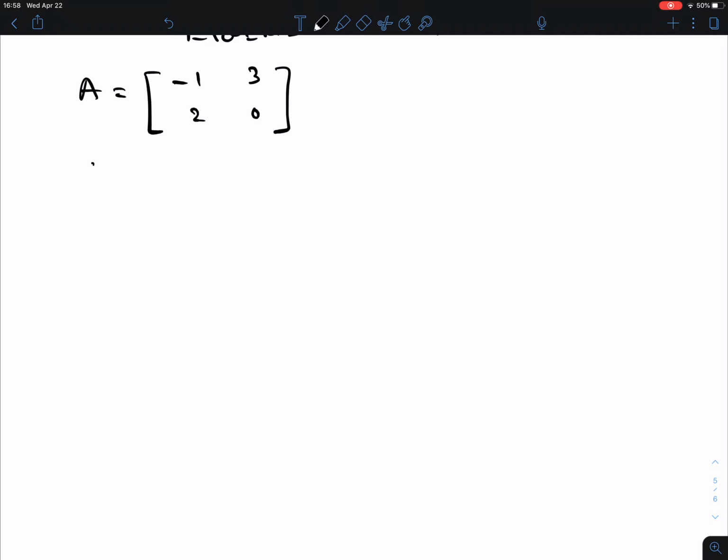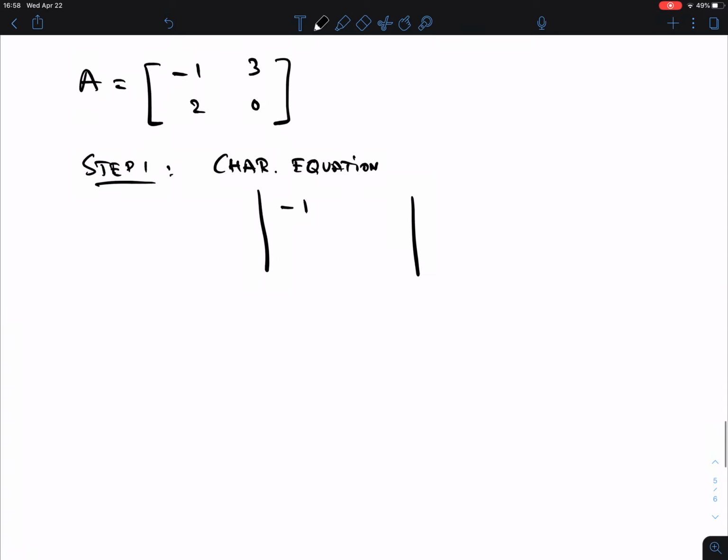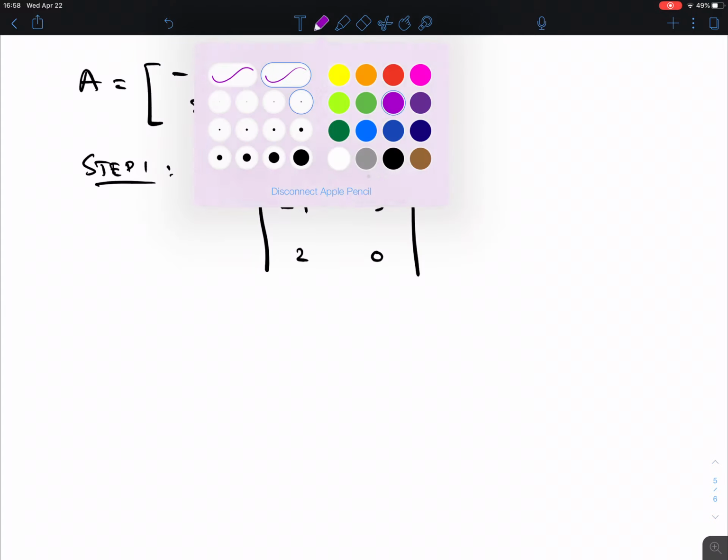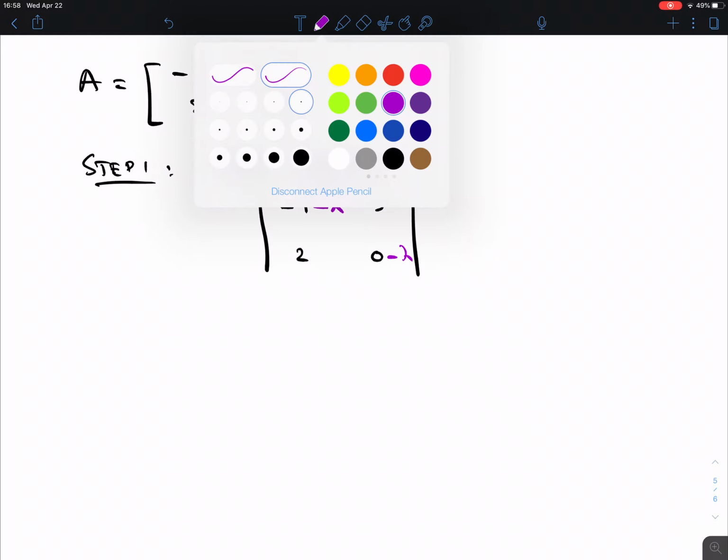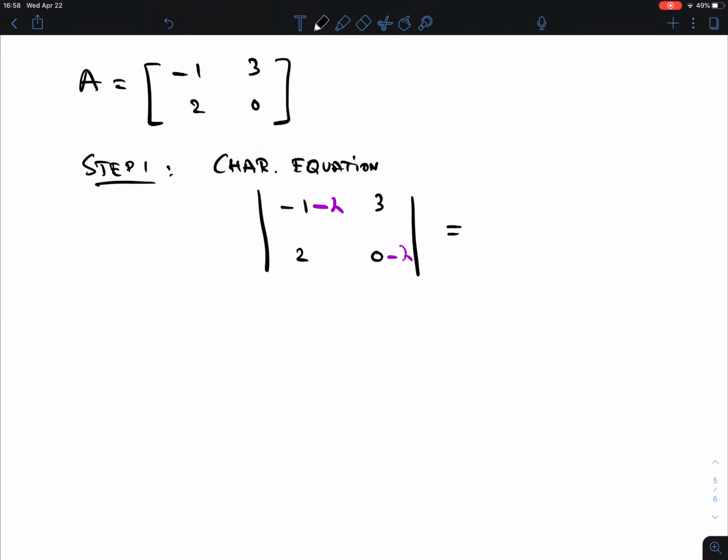Okay, so step 1, the characteristic equation. That is the determinant. You take the matrix, at least that's what I do. In the book, as I said, I do just the opposite. And then subtract lambda from the diagonal. Now it's a 2 by 2. That's very quickly done.